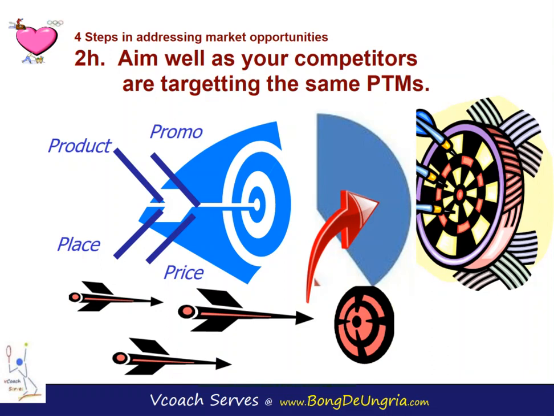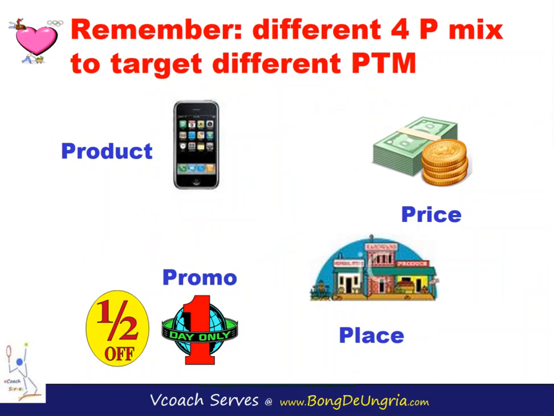Another visual representation to help us remember the four P's in the marketing mix is through these four symbols. Product is represented by a cell phone, an iPhone. Price is shown as money and coins. Promotion is the discount offers and the time-bounded offers. And place is where you can purchase it, so this is the symbol of the buildings. Why are these symbols important?